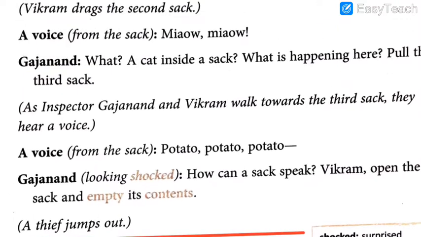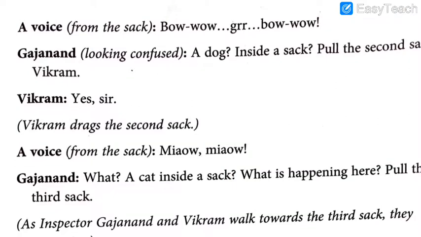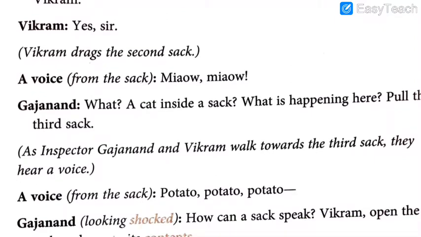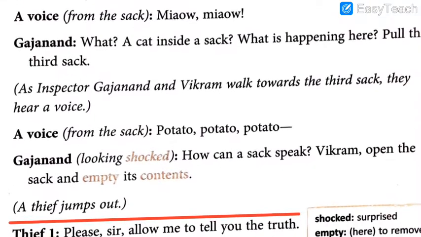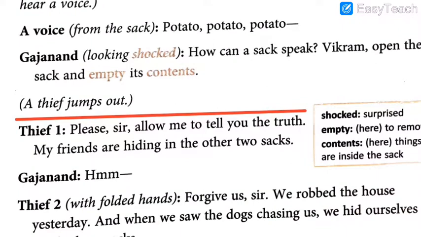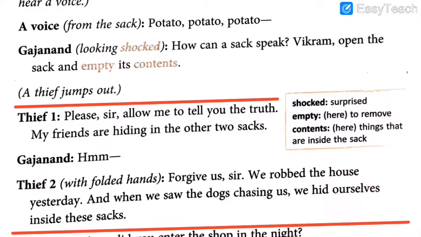Anyways, let's get started. My dear children, now you know that Inspector Gajanan, when he tapped on the first sack, the sound of a dog came. When they pulled out the second sack, the sound of a cat came. And when they pulled out the third sack, someone spoke: potato, potato, potato. Obviously, if a human voice is there, some human being should be there inside the sack. Listening to all these three voices, Inspector Gajanan was startled, shocked, also puzzled and confused, that how come these different noises are coming from the sack where we keep the grains and vegetables.